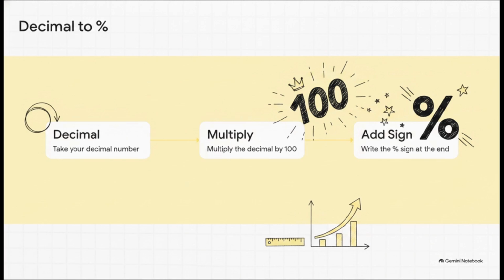Step 1, take your decimal number. Step 2, multiply that number by 100. And step 3, just write the percent sign at the end. That's it. Decimal multiplied by 100 equals your percentage.